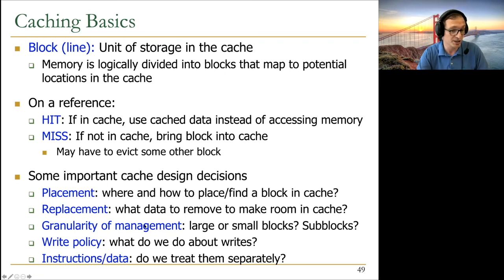Now, this is going to be important because it determines how many blocks you can house in the cache, right? And we're going to see the trade-offs in terms of large blocks, small blocks. And in hardware caches, usually you have a fixed block size. A variable block size complicates the management significantly because now it becomes very difficult to address blocks, right? If you have, let's say, variable size blocks, 10 different sizes of blocks, how do you address these different blocks? That becomes a problem.